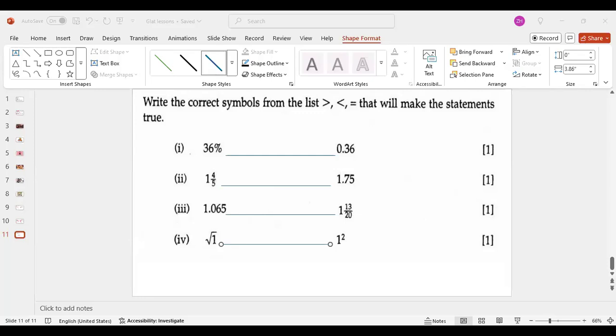All right, what y'all have for this one? Let me know what y'all have for this one. Equal to. Equal to? Equal. Equal to. Okay. Equal to. Okay.